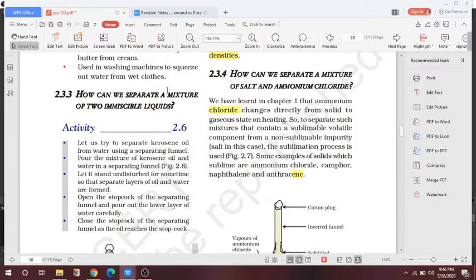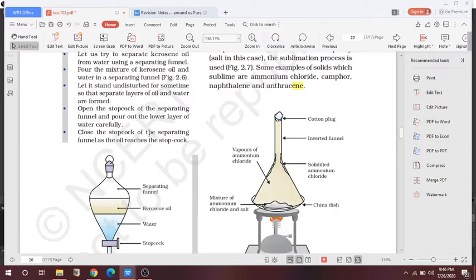Next is how we can separate two immiscible liquids. For example, you take kerosene oil and water in a separating funnel and leave it undisturbed for some time, and the layers of oil and water separate. Open the stop cork of the separating funnel and pour out the lower layer of water carefully. Close the stop cork of the separating funnel as the oil reaches the stop cork.